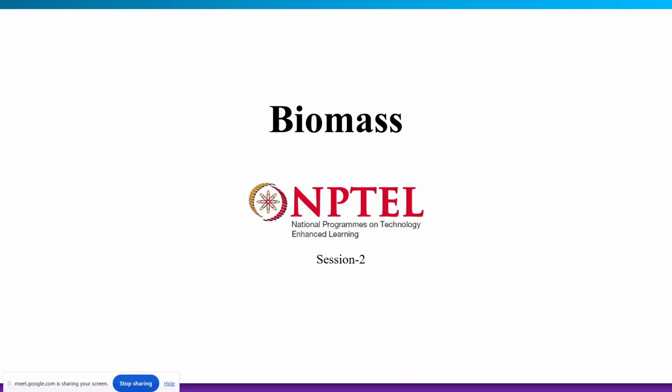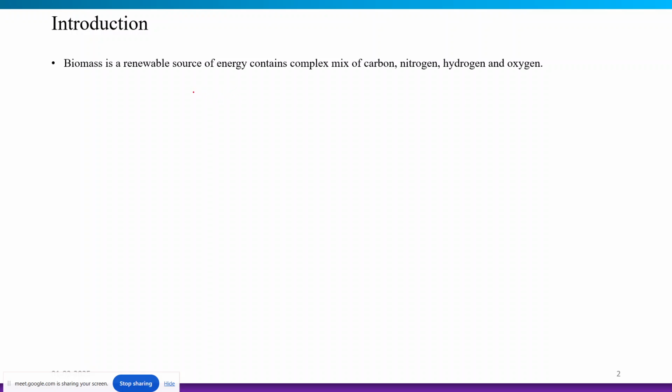So today we will be discussing the second module, that is biomass. Starting with today's class, as we know, biomass is a renewable source of energy that is a complex mixture of carbon, nitrogen, hydrogen, and oxygen. There will be other components as well that will be evaluated by various kinds of analysis like proximate and ultimate analysis, which are detailed characterizations of the biomass, but it is mainly composed of carbon, nitrogen, hydrogen, oxygen. These are the building blocks of the biomass.